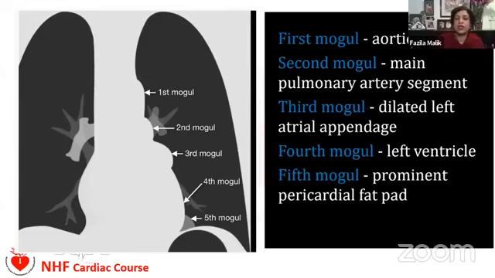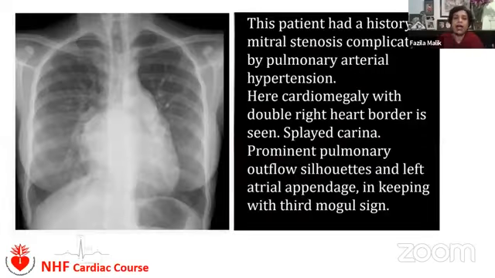And then it is called a third mogul. The fourth mogul is the left ventricular wall, and the fifth mogul is the prominent pericardial pad of fat. So moguls are only designated as moguls when they are abnormally dilated in the left border. So we have a prominent third mogul in some patients of mitral stenosis.